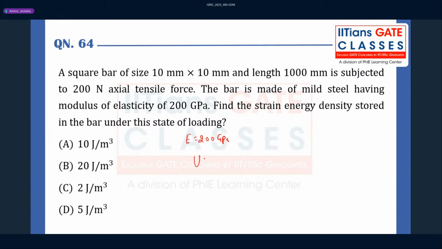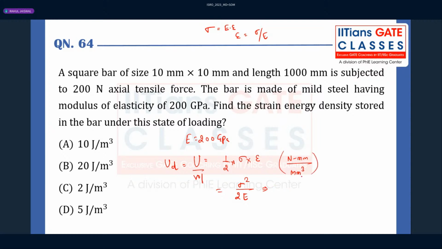What is the meaning of strain energy density? It is strain energy per unit volume. That means half of stress into strain. The unit is basically Newton mm per mm cube. Strain energy per unit volume is called strain energy density, U_D. Now we know that stress is directly proportional to strain, sigma equals E times strain. So strain will be sigma by E. So here we can write sigma square divided by 2E.